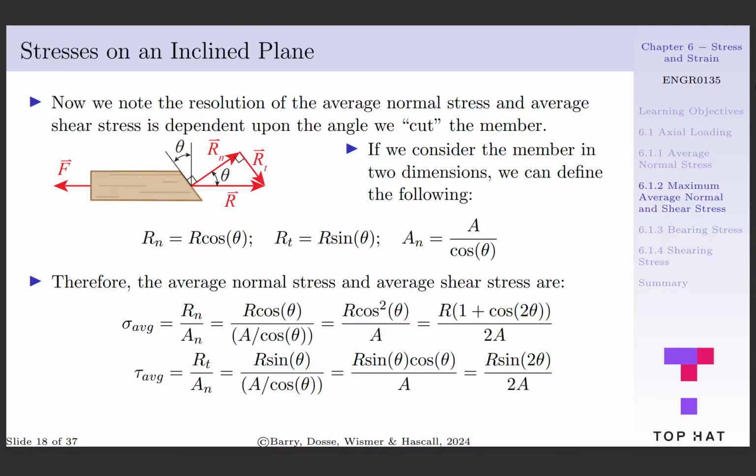Average shear stress is expressed as Rt, which is the transverse internal reactionary force, per An. Rt is equal to R sine theta, and An is A per cosine theta. This is equal to R sine theta cosine theta per the cross-sectional area, which is equal to R sine 2 theta per 2A.